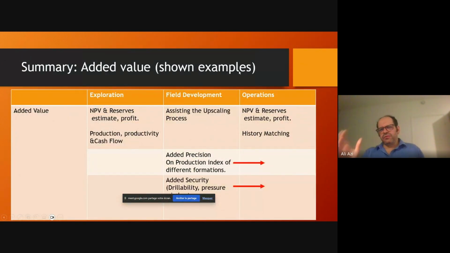Okay, and now moving to operations. That's a summary, but we mentioned the benefit for exploration: NPV, reserves, production, productivity, cash flow, naturally. In field development, if you have a better handle on your well testing, you can better fix your permeability, and maybe better use an arithmetic average than a harmonic average, for example. And if you have a better handle on that, you have better upscaling and then better history matching. Two other things that I mentioned: production index reliability and pressure prognosis are also valid in operations.